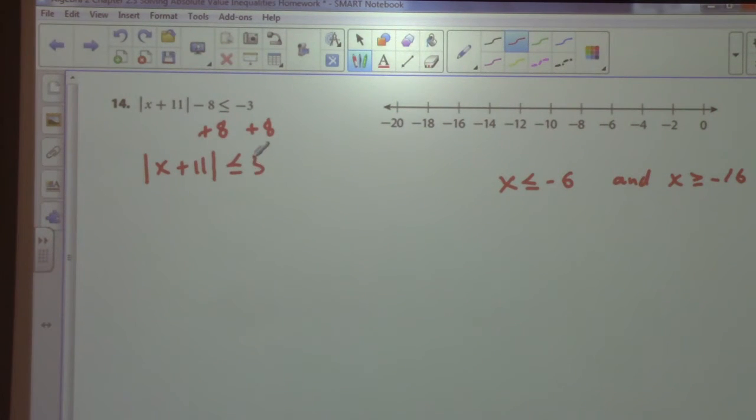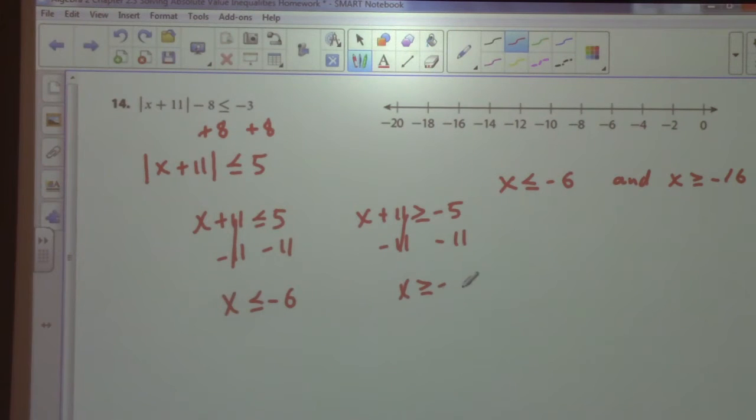So that's going to be 5, is that right? Yes. And so we have X plus 11 is less than or equal to 5, and X plus 11 is greater than or equal to -5. Is that right? And then if we subtract 11, so X is less than or equal to -6. Is that what Connor told us a short while ago? Yep. And X is greater than or equal to -16.